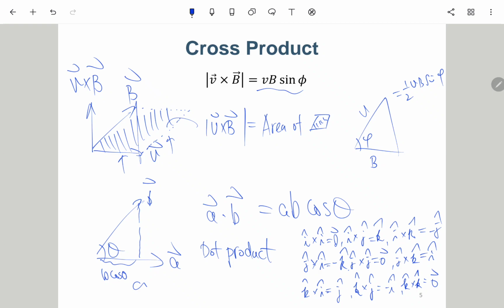How to remember this? You can use a simple circle. You can write i, j, k like this. If you have the cross product in the clockwise direction, i cross j will become k, j cross k will become i, and k cross i will become j. So in this direction, all are positive.